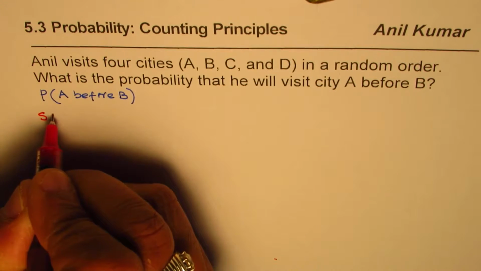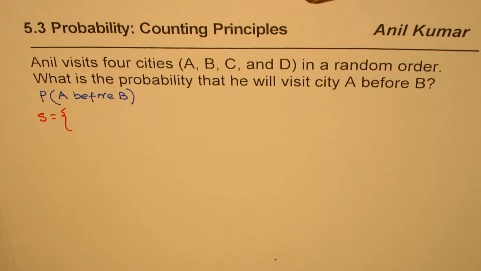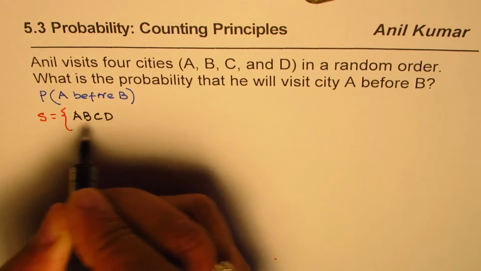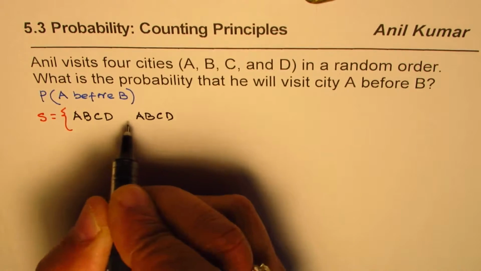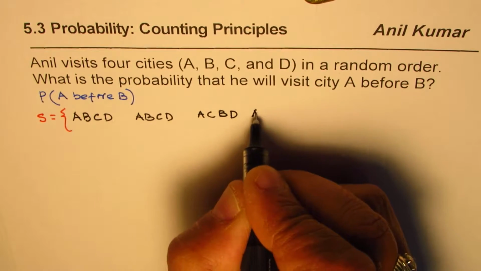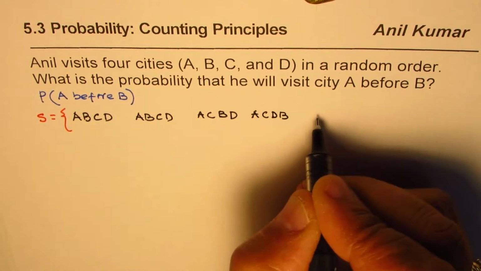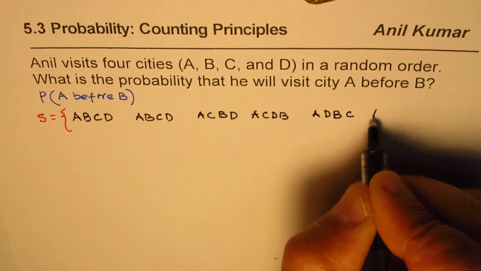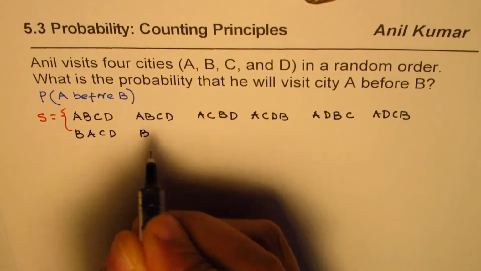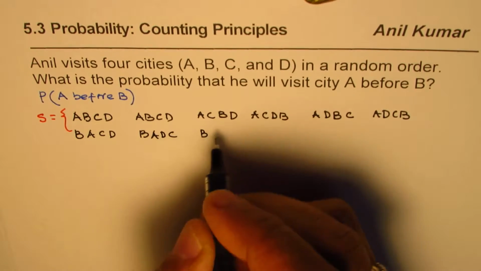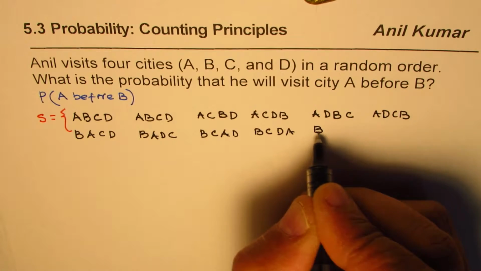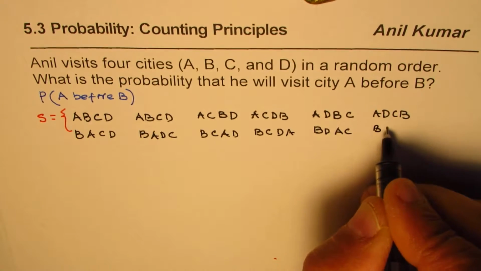For the sample space, let's write down all the options. Beginning with A, we could have the cities being seen as A, B, C, D, right? It could be A, B, D, C. And then we can have A, C, B, D, A, C, D, B, right? Or it could be A, D, B, C, A, D, C, B. Now we can begin with B, so it could be B, A, C, D, B, A, D, C, or beginning with B, we bring C first, B, C, A, D, B, C, D, A, B, D, A, C, B, D, C, A.